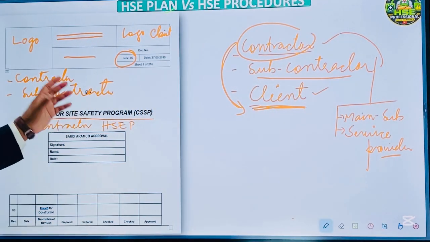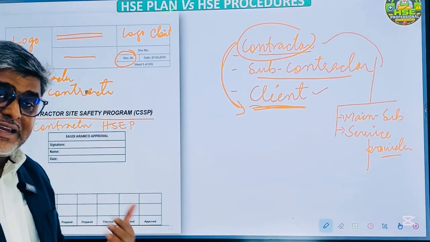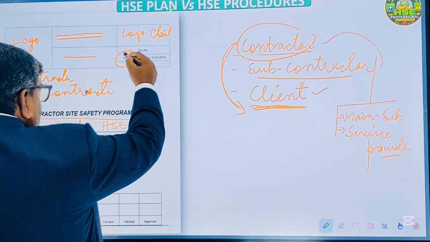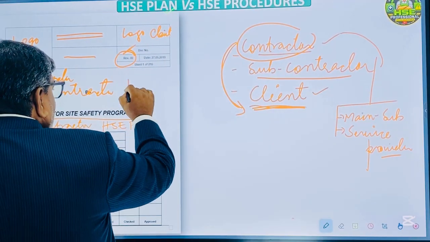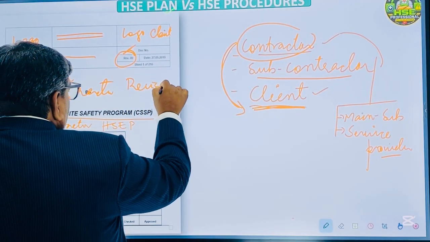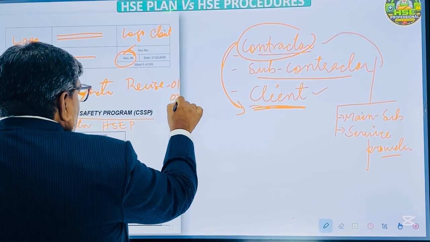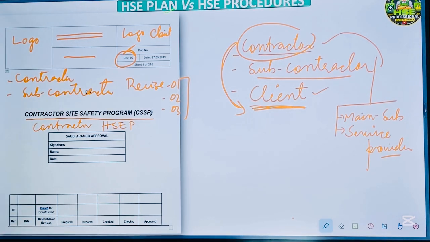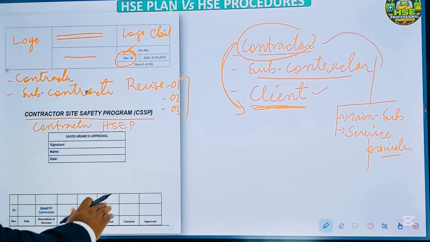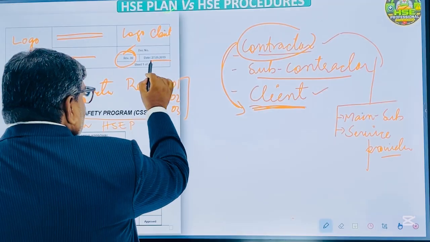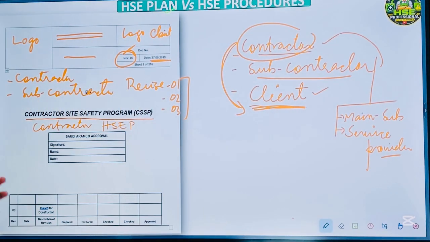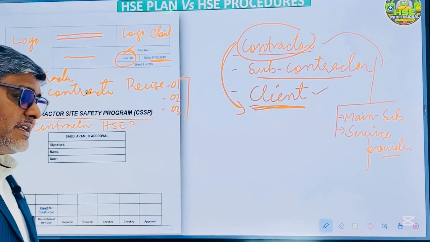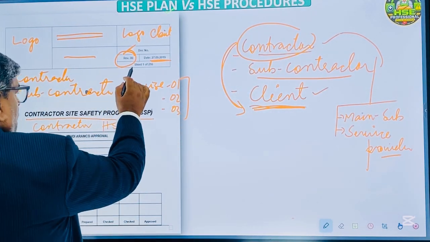Okay, so if there is some comment from the client, the contractor has to revise and submit the procedure. This procedure will be revised like 01, 02, 03, depending on frequency of revision. Okay, you need to mention here the date of the procedure, when the procedure was developed, when it was prepared exactly. Then you have to write here how many sheets are there.